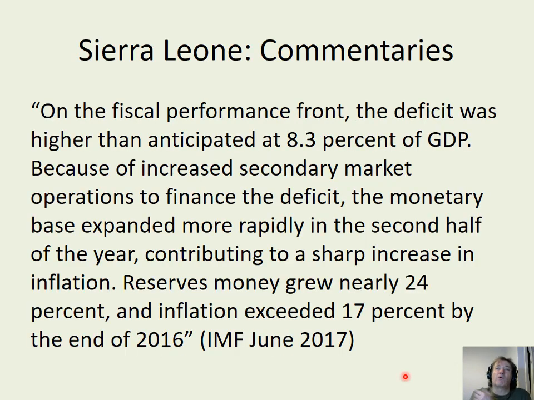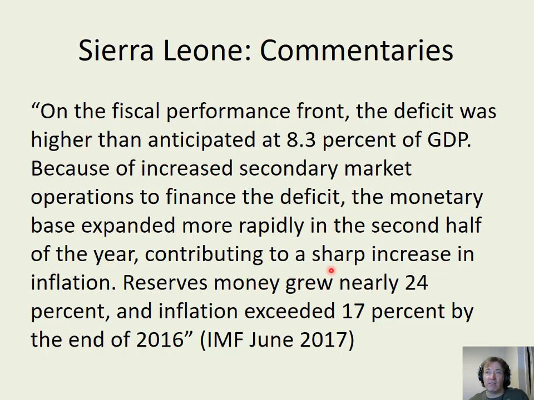So what happened? Well, here are some quotes from the report. On the fiscal performance front, the deficit has been higher than anticipated, at 8.3% of GDP. That's the government deficit, not the trade deficit. This is because of increased secondary market operations. So basically they're expanding the monetary base, sort of printing money or using secondary market operations to increase the money supply to finance that deficit, which is fine. It covers the deficit, but of course that's putting demand into the system, pushing up inflation.